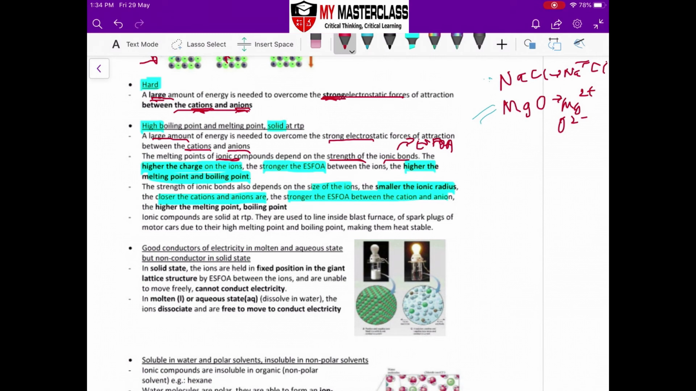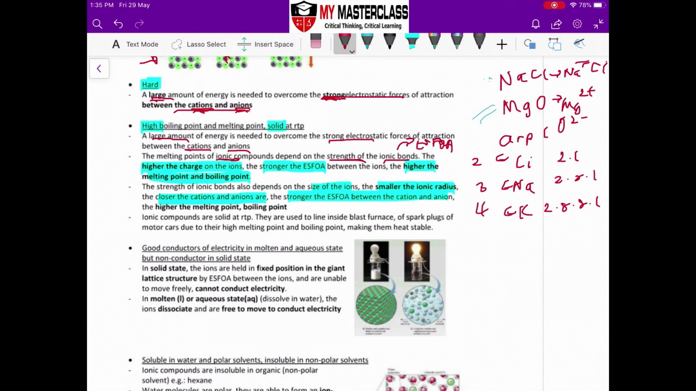In other words, the smaller the ionic radius, the stronger the ESFOA, the higher the melting point and boiling point. If you remember group 1, the first element is lithium, followed by sodium, followed by potassium. Lithium has the electronic configuration 2-1. Your electrons are arranged 2-1, sodium 2-8-1, and potassium 2-8-8-1. They are all group 1, one outer electron, but the difference is lithium has 2 shells, sodium has 3 shells, and potassium has 4 shells.